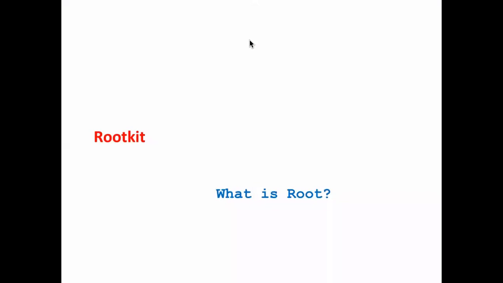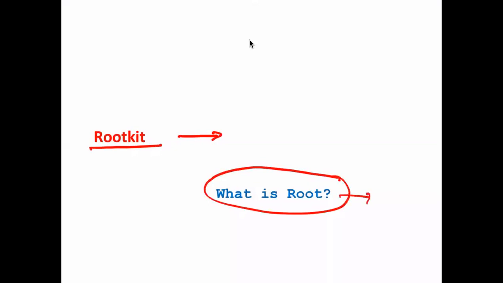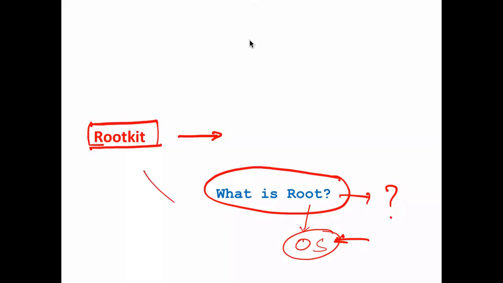The second one is rootkit. There is something called root. What is root? We often use this term root. In computer science, root is the same as the OS. So a malware that can go and exploit the OS is a rootkit.